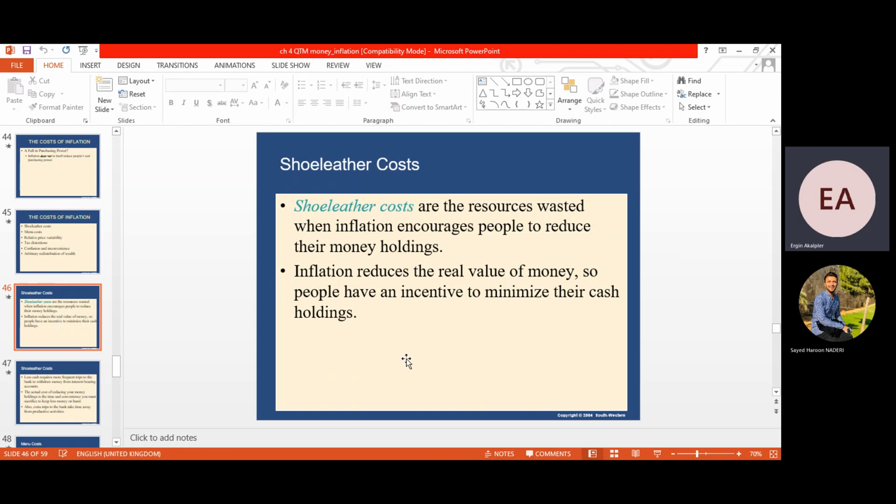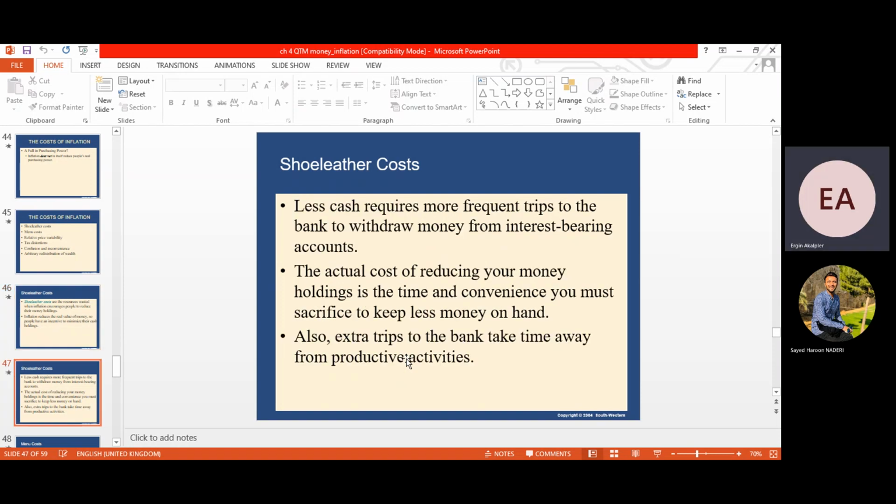Shoeleather costs are the resources wasted when inflation encourages people to reduce their money holdings. Inflation reduces the real value of money, so people have an incentive to minimize their cash holdings. Less cash requires more frequent trips to the bank to withdraw money from interest-bearing accounts. The actual cost of reducing your money holdings is the time and convenience you must sacrifice to keep less money on hand. Also, extra trips to the bank take time away from productive activities.